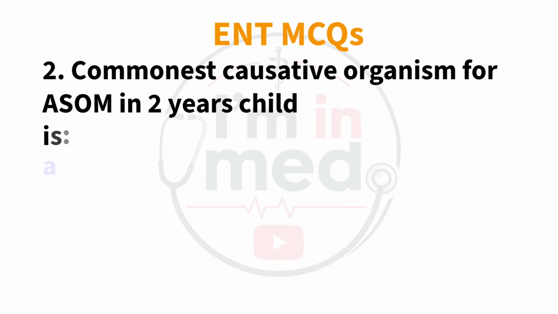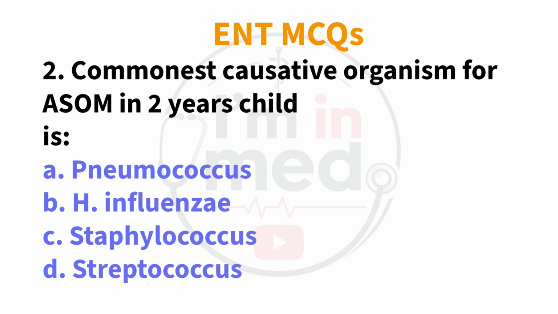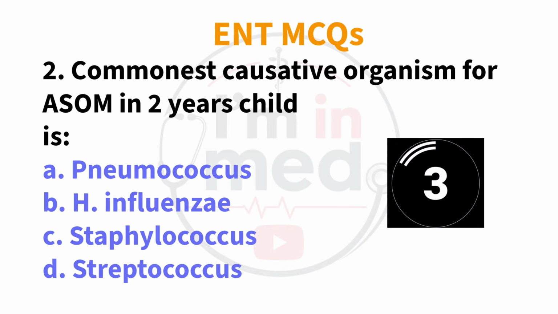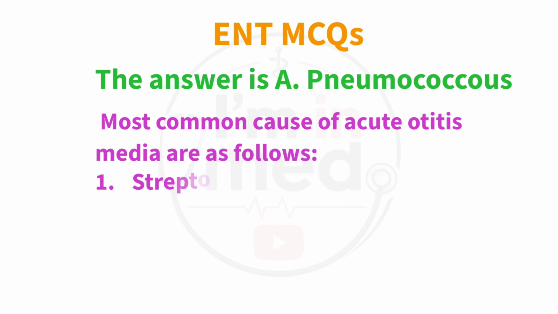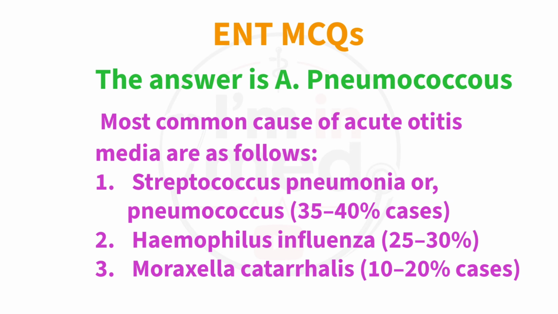Commonest causative organism for ASOM in a 2 year old child is: A. Pneumococcus, B. H. influenzae, C. Staphylococcus, D. Streptococcus. The answer is A. Pneumococcus. The most common causes of acute otitis media are as follows: Streptococcus pneumoniae or pneumococcus, 35 to 40% of cases. Haemophilus influenzae, 25 to 30%. Moraxella catarrhalis, 10 to 20% of cases.